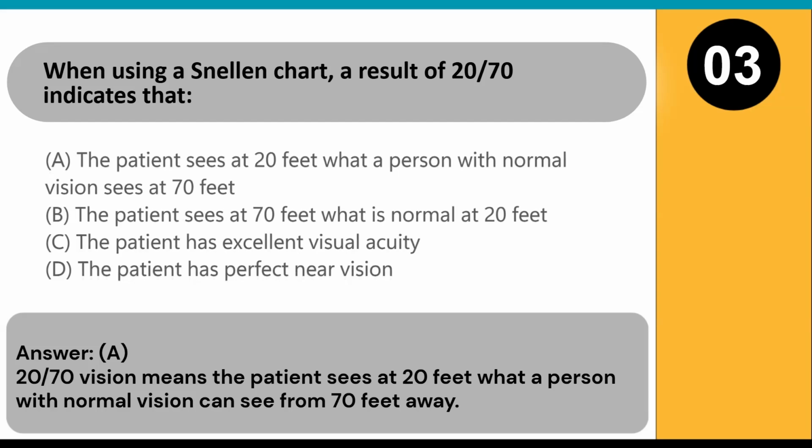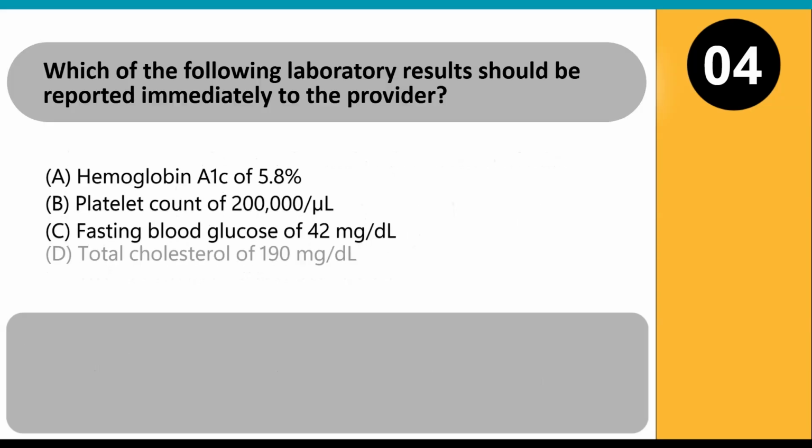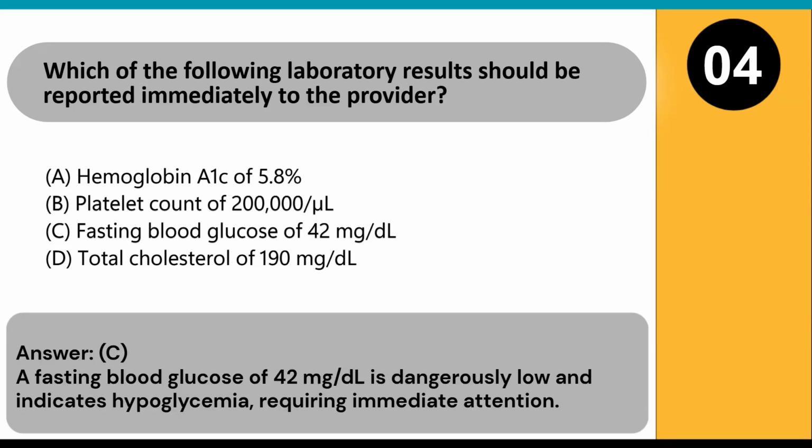70 feet away. Which of the following laboratory results should be reported immediately to the provider? A. Hemoglobin A1C of 5.8%. B. Platelet count of 200,000/µL. C. Fasting blood glucose of 42 mg per deciliter. D. Total cholesterol of 190 mg per deciliter. Answer: C. A fasting blood glucose of 42 mg per deciliter is dangerously low and indicates hypoglycemia, requiring immediate attention.